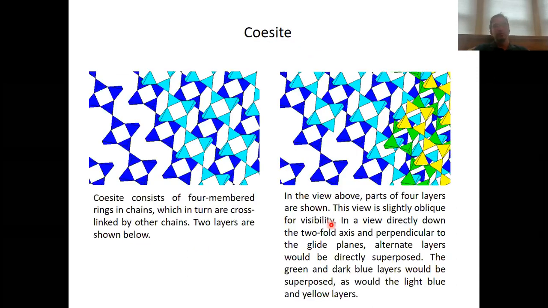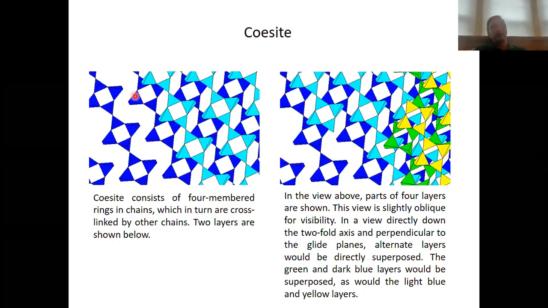So last but not least, we have coesite. Coesite is a high pressure polymorph of silicon dioxide. It can be understood the following way. You see here that there are 4-membered rings of tetrahedra, and these 4-membered rings build chains, and these chains form layers. So here's the first chain, here's the second chain, here's the third chain, and here's the fourth chain, and they all lie within a plane.